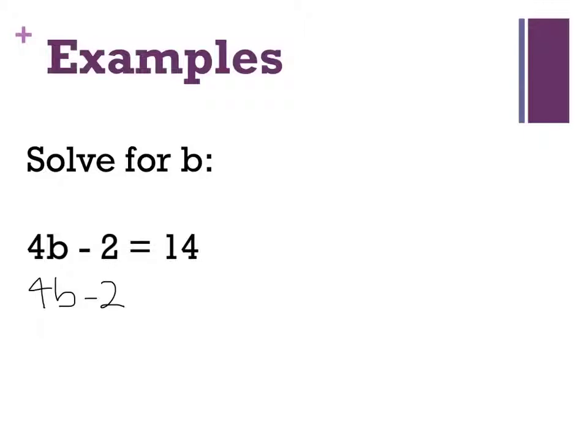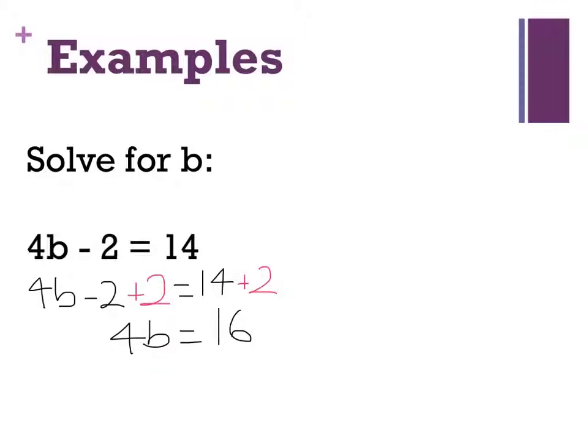So if it's a negative 2 and I want to get rid of it, I have to add 2 to this side. What I do to one side, I do the same thing to the other. So if I've added 2 to the left-hand side of my equation, I add 2 to the right-hand side of my equation. And that leaves me with 4b equaling 14 plus 2 is 16.